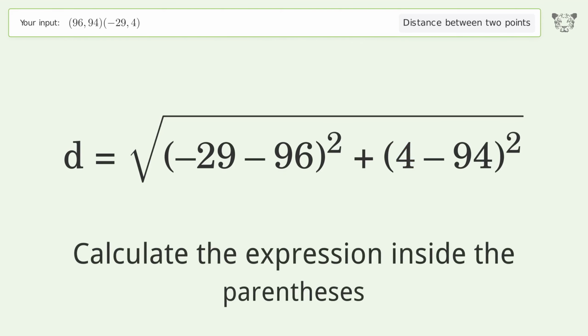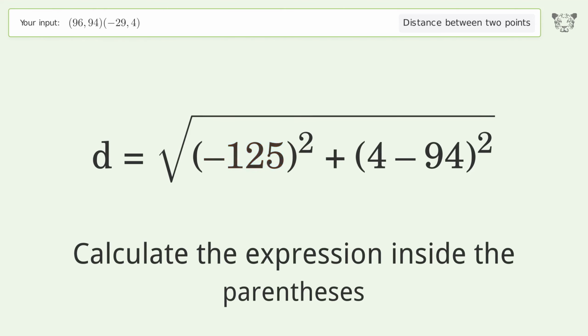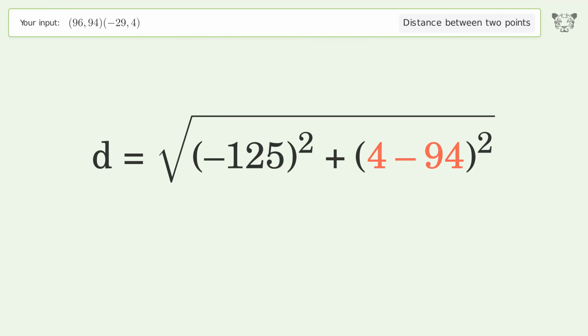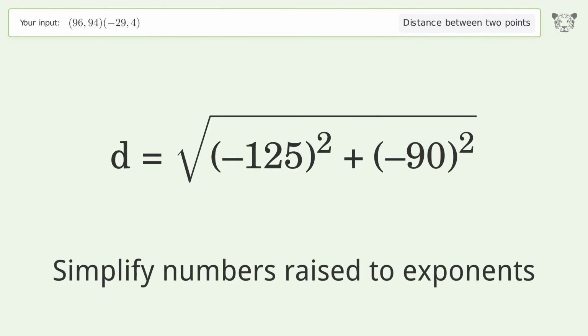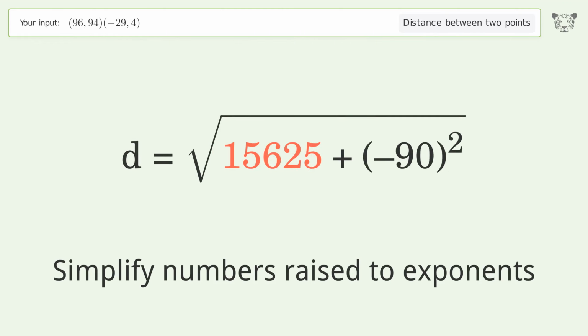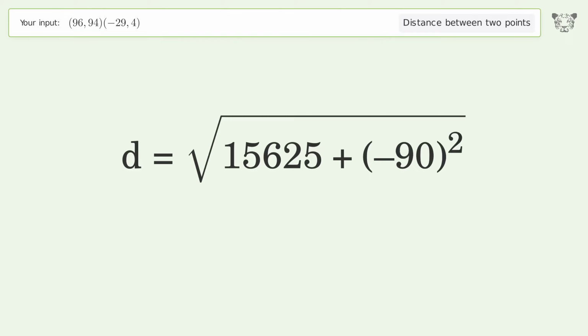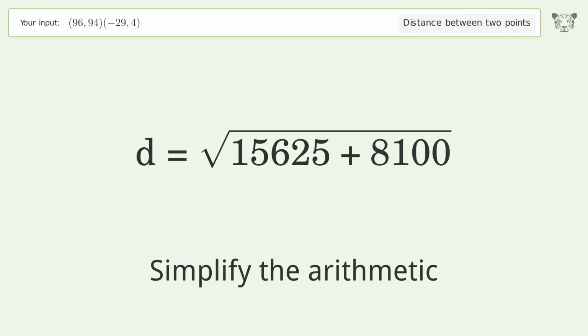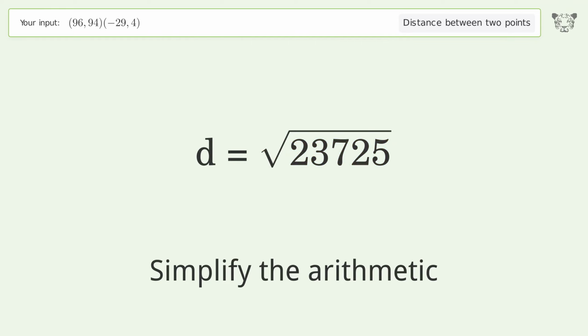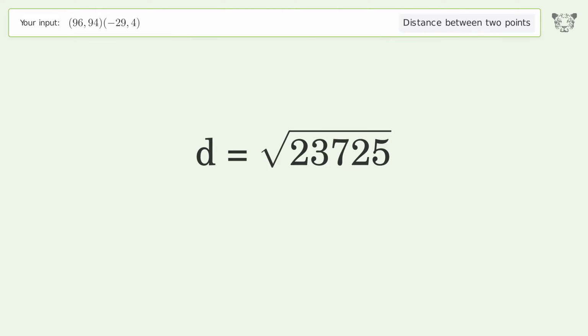Calculate the expression inside the parentheses. Simplify numbers raised to exponents. Simplify the arithmetic. And so the distance between the 2 points is the square root of 23,725, or 154.029.